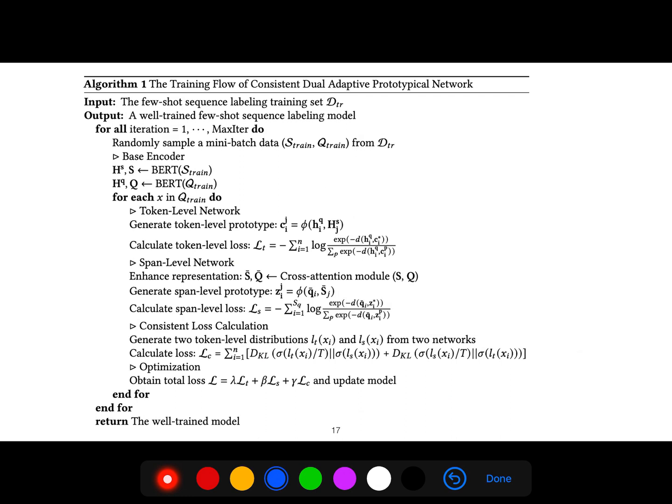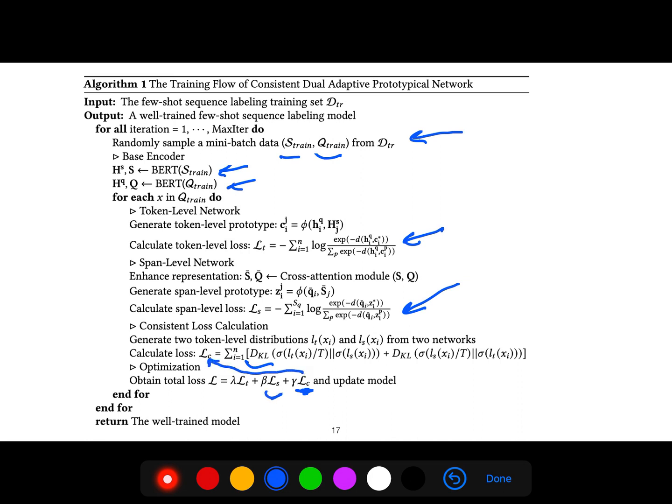And so the overall algorithm: first we randomly sample a mini batch of data, support and query, for training, and then we give both support and query to the BERT, and then we calculate token level loss. This is token level loss. And then we have span level loss. And then you will see that it's just a KL divergence between these two in order to unify them. So this is the consistent loss calculation that is calculated in this step.